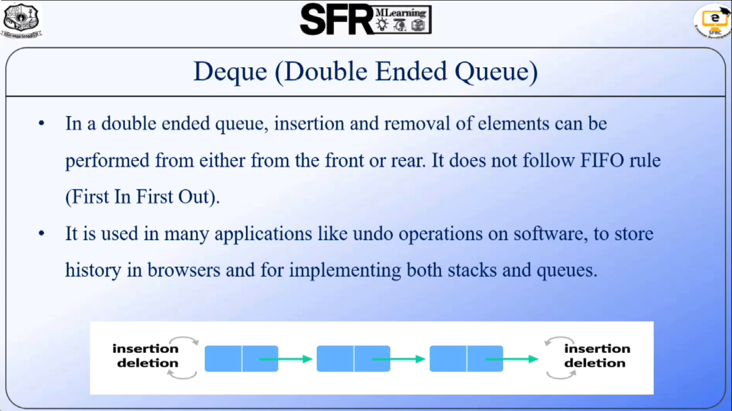So, next one, the last type is a DQ. DQ means double ended queue where elements can be inserted and removed from both the ends of the queue, whether the front or the rear end of the queue. It is a hybrid between a stack and queue because it supports both LIFO, last in first out, and FIFO, first in first out operations. It is used in many applications like undo operations on many softwares, to store browser histories and for implementing both stacks and queues in data structures.